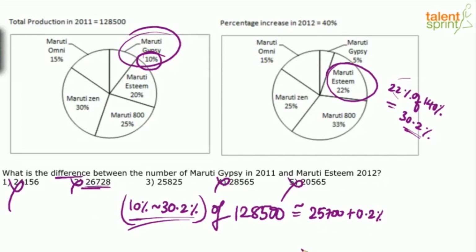How much is 0.2%? See, 1% will be 1285. 0.1% is 128.5. 0.2% will be double of that. So 256, 257. So this is like 257 plus 257. What did we have to do? 20% we have calculated plus 0.2%. Again, 0.2% we had calculated, not needed, because 20% by 100 will give us 0.2%. So 25,700 plus 257. Looks like none of the options are satisfying.